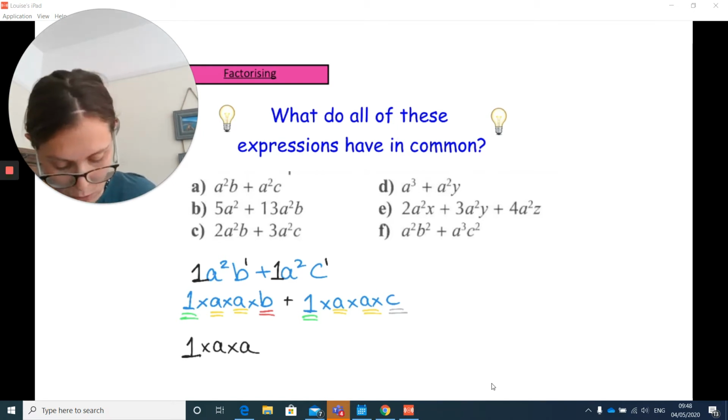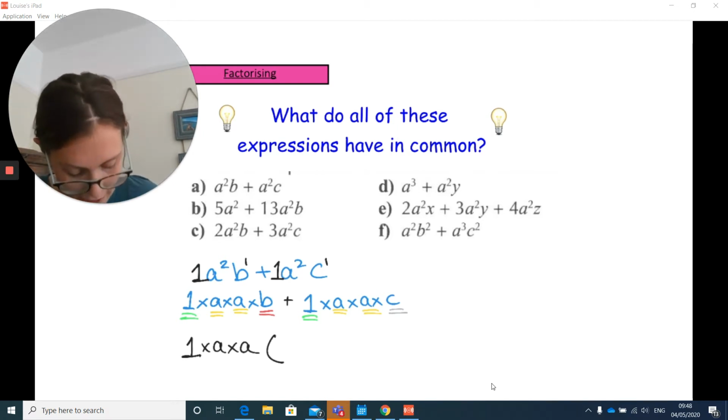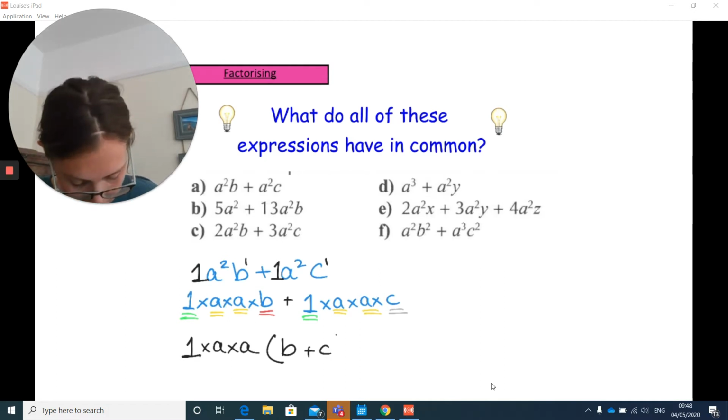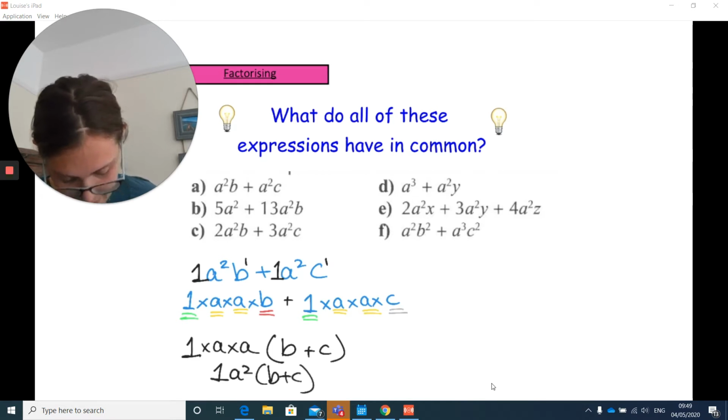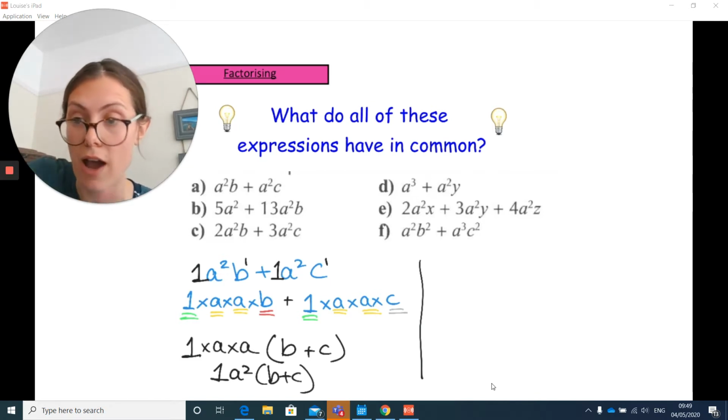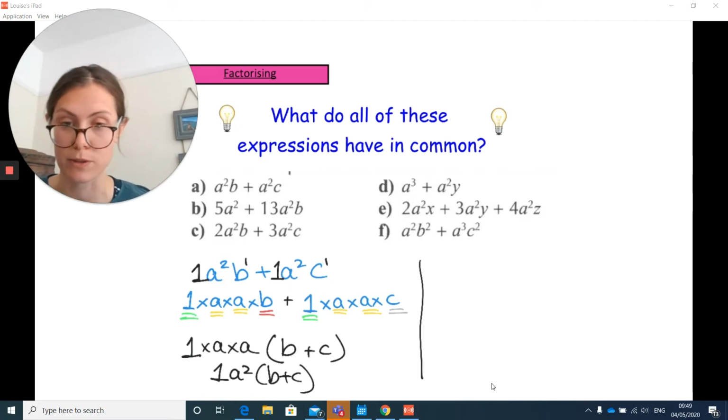So the only thing you can take out is the 1 times A squared, and in the first term you'll be left with a B, and in the second one you'd be left with a C. So this would simplify as 1A squared (B plus C). Okay, so that's how it all works. That's why it works, because you're taking out the highest common factor, you're taking out the common multiples.